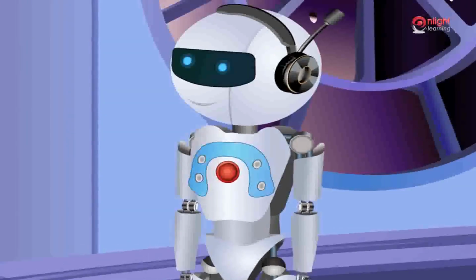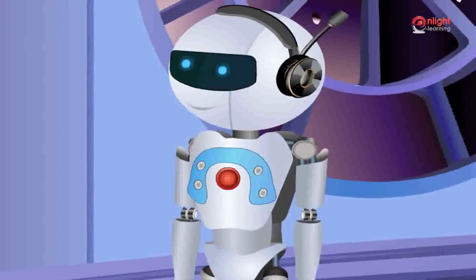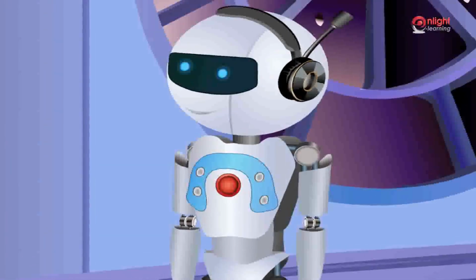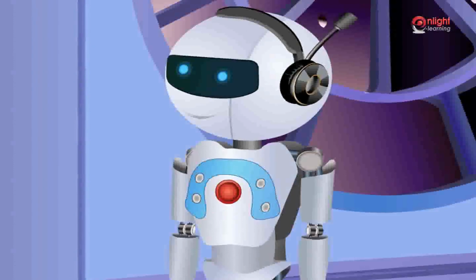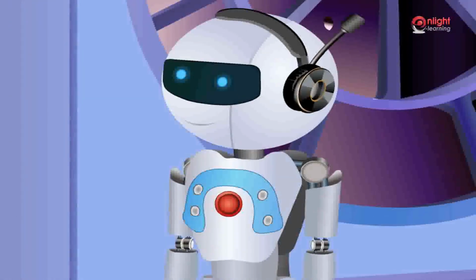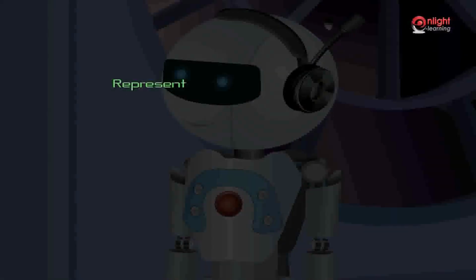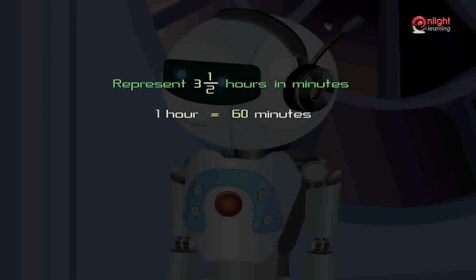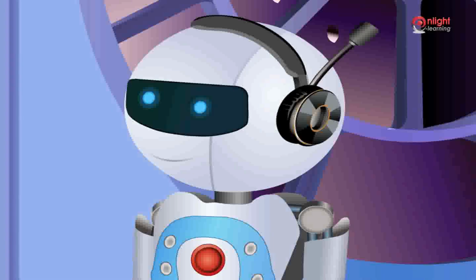Suppose we are asked to represent time shown in a bigger unit with a smaller unit. We will have to multiply, and in order to change a smaller unit into a bigger unit, we will have to divide. For example, represent 3.5 hours in minutes. We know that 1 hour is equal to 60 minutes. Hence, 3.5 hours is equal to 3.5 into 60 is equal to 210 minutes. Let us look into some problems of conversion.